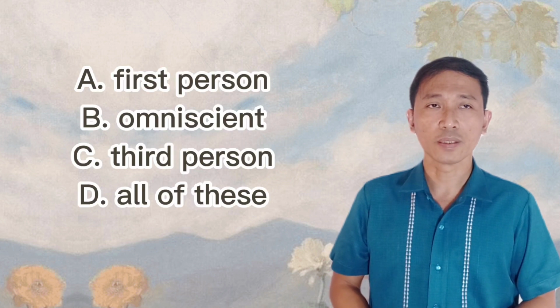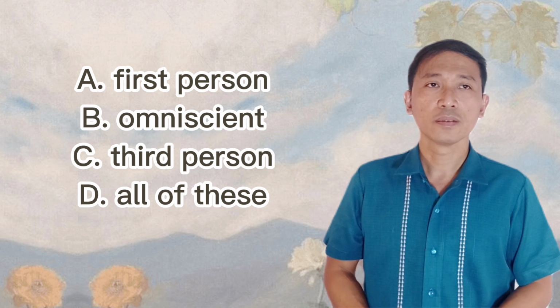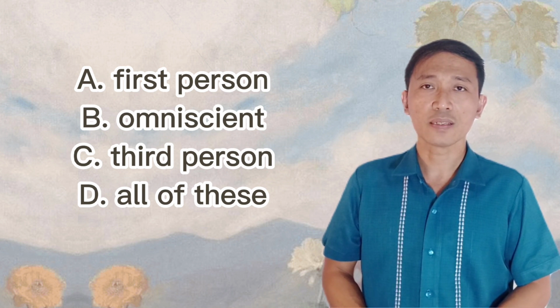Number 13. I was standing in the dark. I was scared and cold. Then I felt something on my shoulder, and it was a hand. I was trying to get away, but it wouldn't let me go. I screamed as loud as I could, but no one heard me. From In the Dark. What point of view is used by the author? A. First person, B. Omniscient, C. Third person, D. All of these.